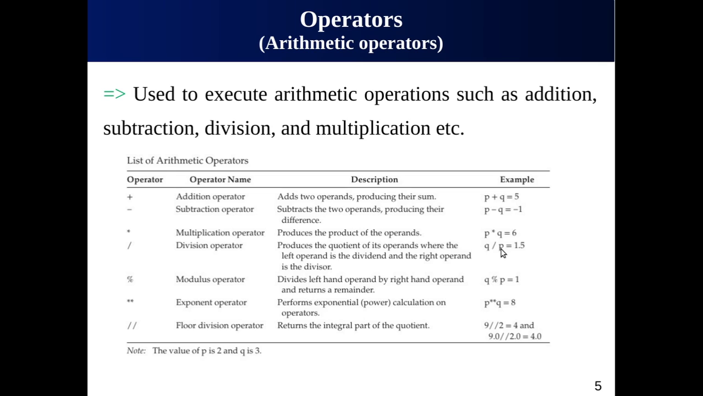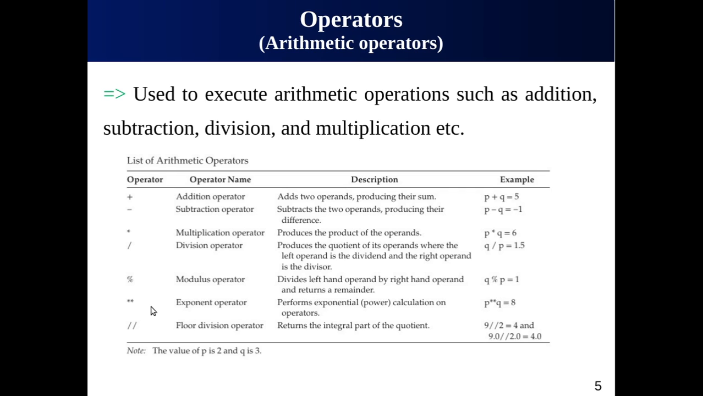So for example, q divided by p, where the value of q is 3. If you divide 3 by 2, which is represented by p, you will get 1.5 in the quotient. Similarly, for remainder, we have another operator known as the modulus operator, and it is represented by the percentage sign. It divides the left hand operand by the right hand operand, and what it returns is the remainder after the division. So if you divide q by p, you will get a 1 in the remainder.